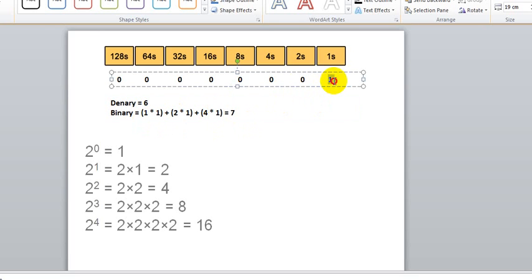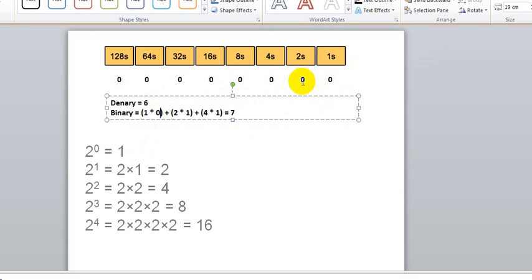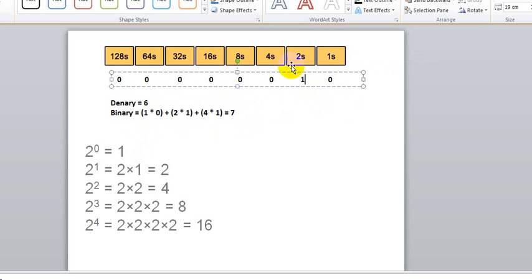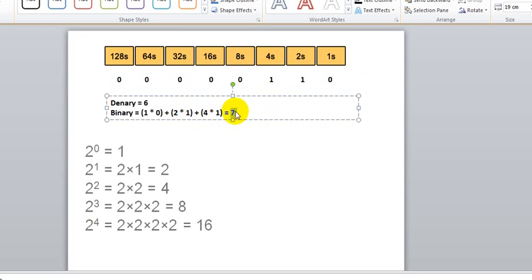Most obvious thing to do is 0. So 1 times 0 is 0, add it to 2, because 2 times 1 is 2. And how about having a 1 there? 4 times 1 is 4. 4 plus 2 is 6. There's our denary for 6.